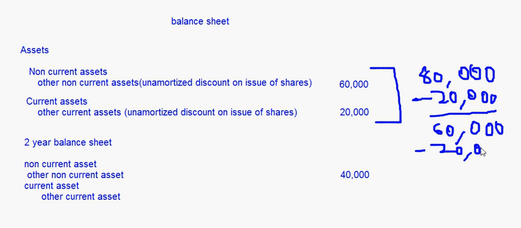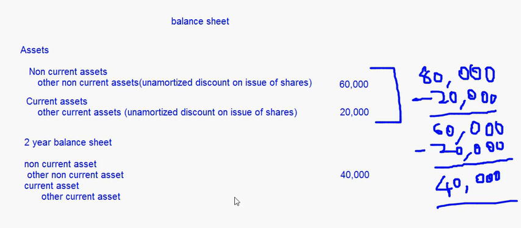So that is the current asset part. This 20,000 is the current asset part. Now whatever is left, that is 40,000, that will be your non-current assets part. Okay, so now here you have the non-current asset as other non-current assets 40,000, other current assets you will show it as 20,000. Okay, so this way this amount keeps on reducing.